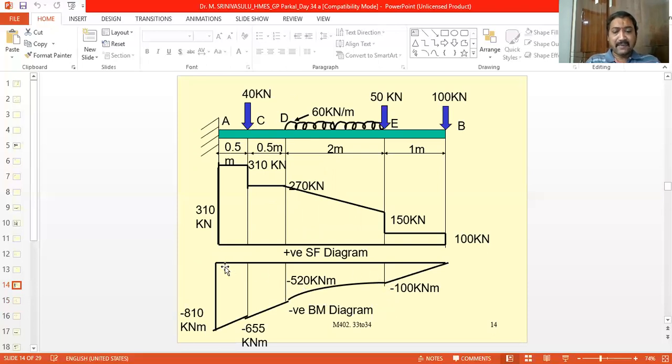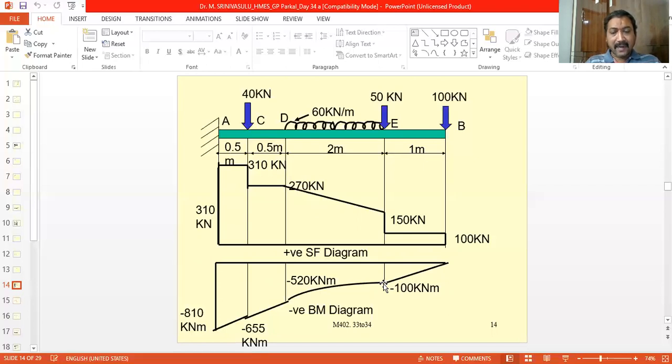So this is the zero line for the bending moment diagram, and the bending moment at B is equal to 0, and the bending moment at E is equal to minus 100 kN meters. Now the bending moment at point D is equal to minus 520 kN meters, at point C is equal to minus 655 kN meters, and at point A is equal to minus 810 kN meters. So this is the 0 point, and this is the minus 100 at point E.